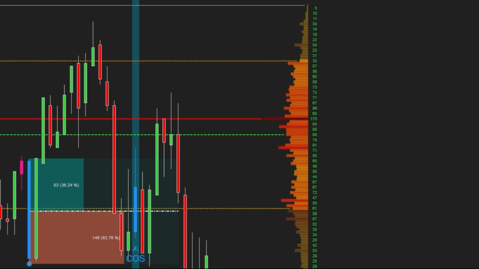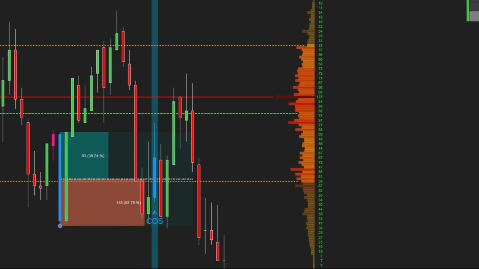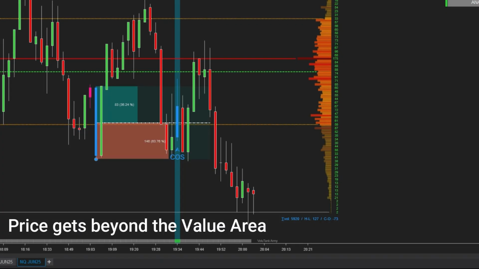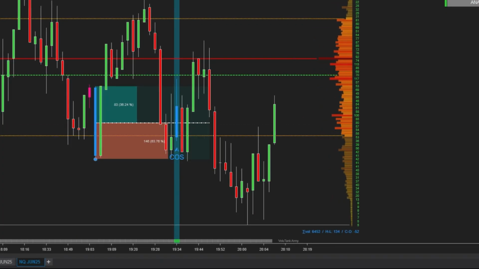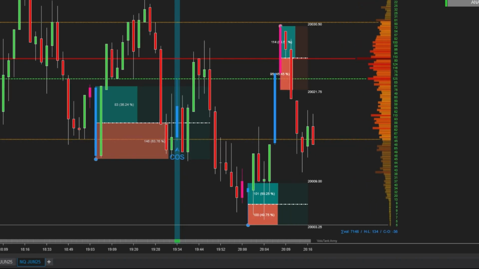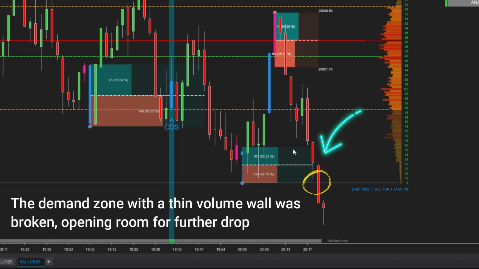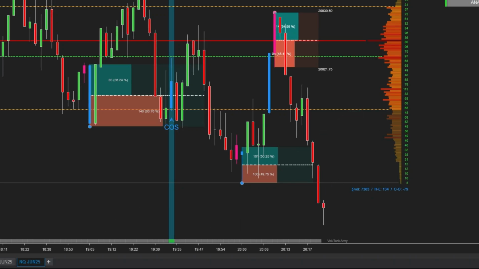At this point, you'll notice that price initially breaks out of the value area, pulls back into it, and then breaks out again. Areas outside the value area are typically low volume zones, meaning there's no significant volume wall to slow price down. When price enters these regions, it tends to move quickly and cut through nearby structures, as there's simply not enough volume to act as resistance.